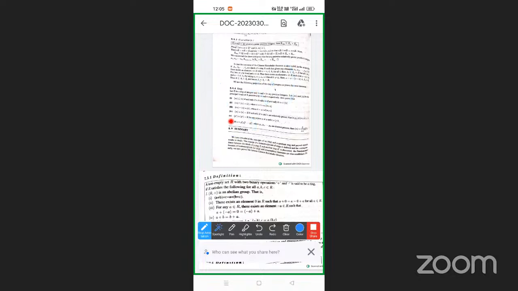Next, the second condition: (R, ·) is a semigroup. A semigroup is one that satisfies only two conditions. The first condition is closure and the second condition is associative. With respect to multiplication, the first condition is closure: for all a, b belongs to R, a · b belongs to R. So this is the first condition of a semigroup.